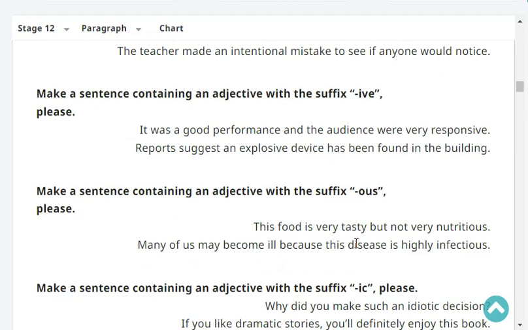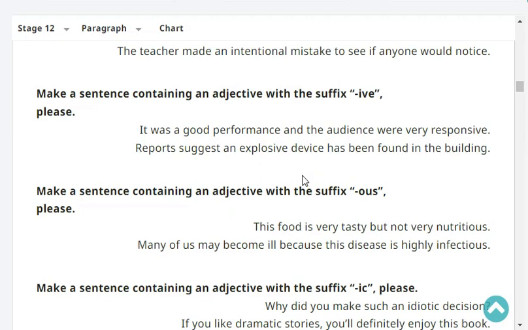Make sentences containing an adjective with the suffix -ive, please. It was a good performance, and the audience were very responsive. Reports suggest an explosive device has been found in the building.